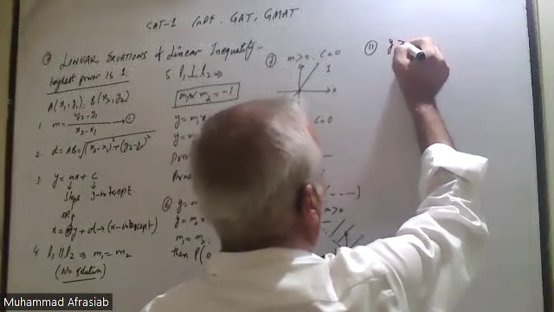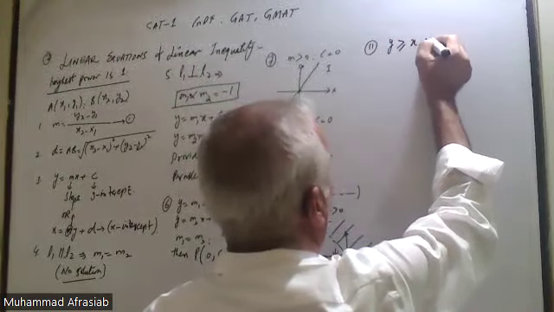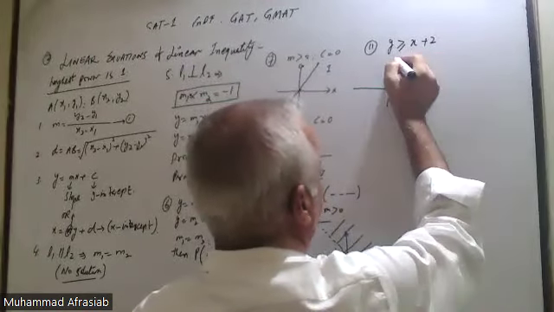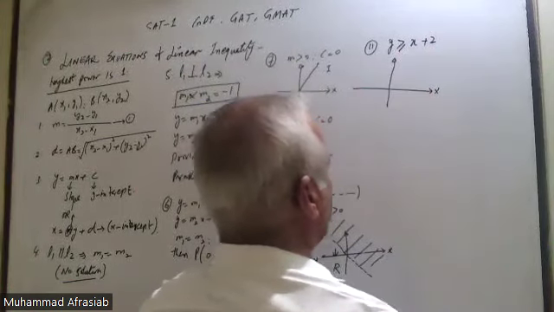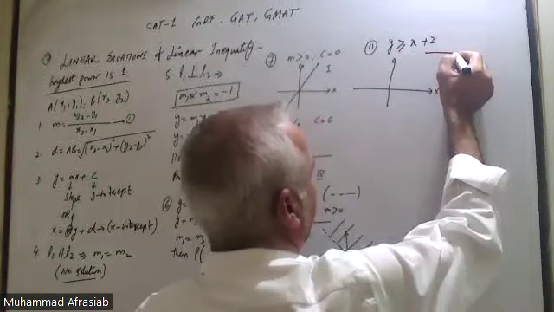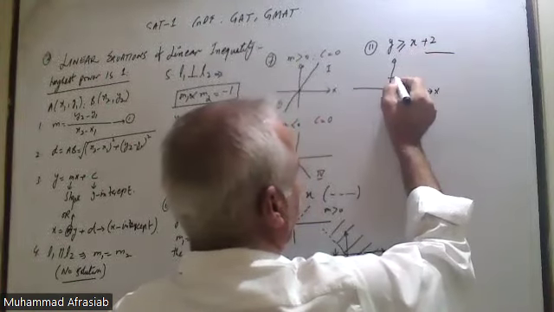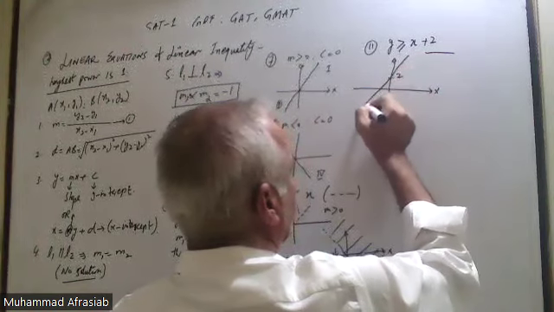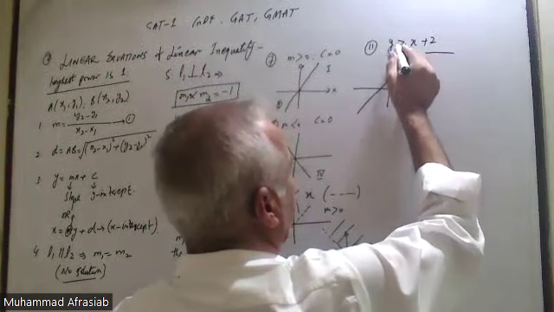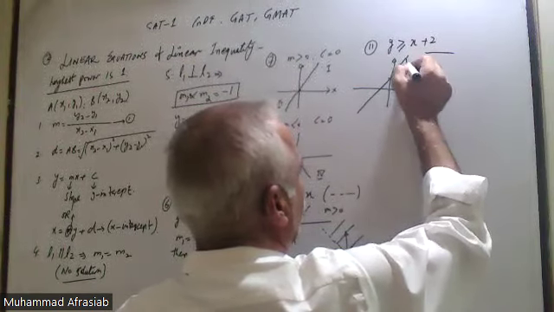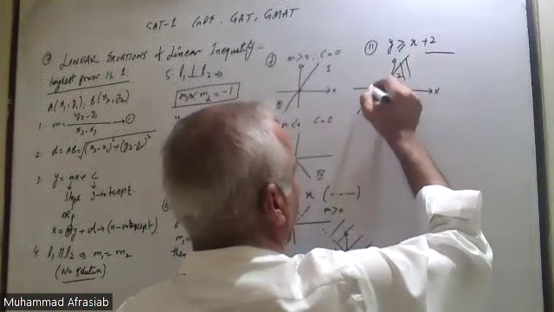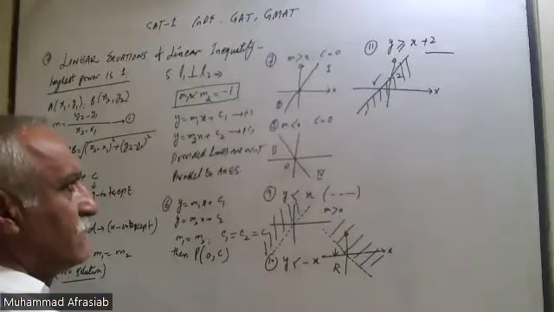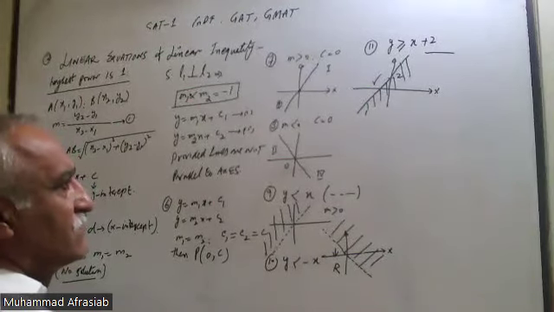Y is greater than or equal to x plus 2. First we will draw this line, and because it is greater than or equal to, a full line will represent it. Since the y-intercept is 2 and the slope is positive, the line will be drawn like this. So for y greater than or equal to x plus 2, this portion will be rejected, and this is the right region, using the dotted and full lines concept.